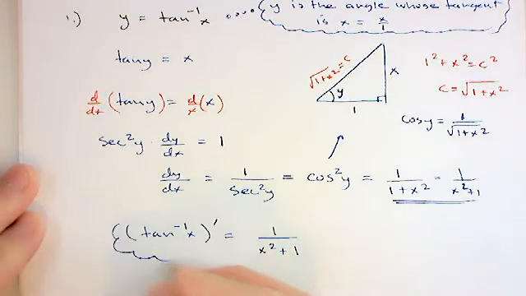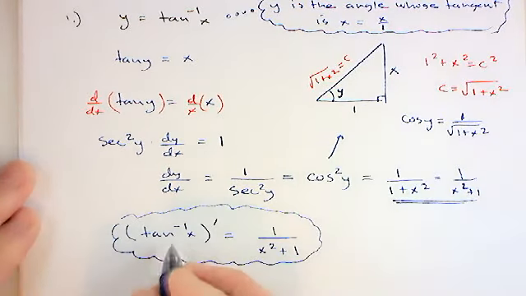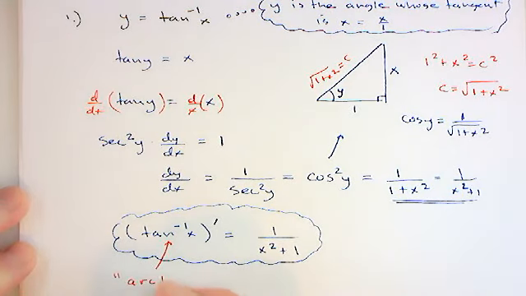Oh yeah, one other thing. Inverse tan of x is also known as arctan of x. I'll just put this right here. This is also sometimes referred to as arctan of x.